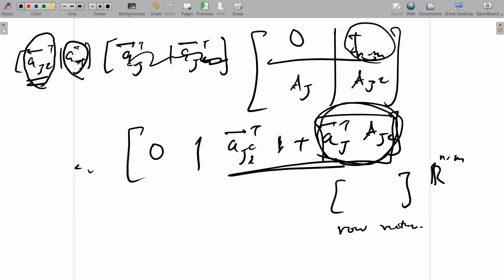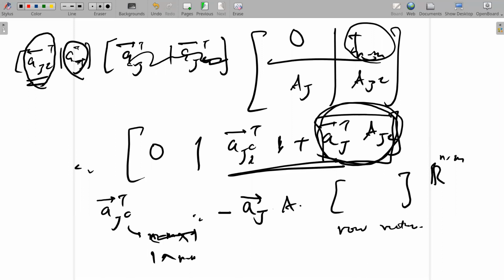So it should be minus AJ times AJ complement. All right, so let me just write AJ vec transpose. This is a 1 times n minus m matrix. So this will be nothing but minus of AJ complement, where this is 1 by m, and this is m by n minus m. So yeah, this finishes the proof of one direction.